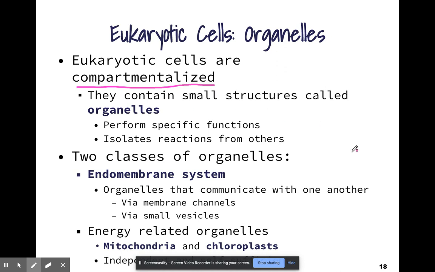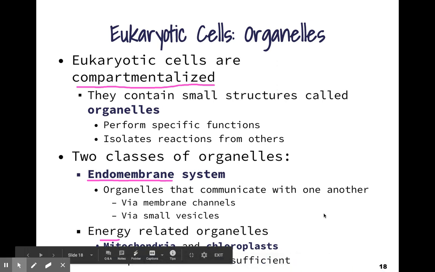Now there's two classes of organelles. The endomembrane system, so make sure that you know this term, endomembrane system. So endo means inside, and then obviously membrane, so it's going to be inside the membrane. And then we also have the energy-related organelles, okay? So the endomembrane system is organelles that communicate with one another, so they work together via membrane channels and these small vesicles. The energy-related organelles are the mitochondria and the chloroplast. And what they are is they're basically independent and self-sufficient. So mitochondria work on their own.